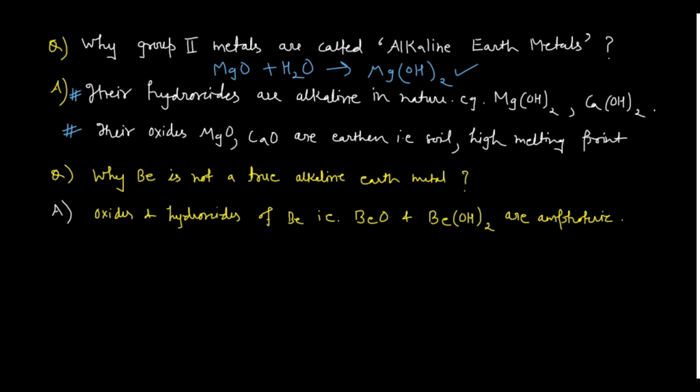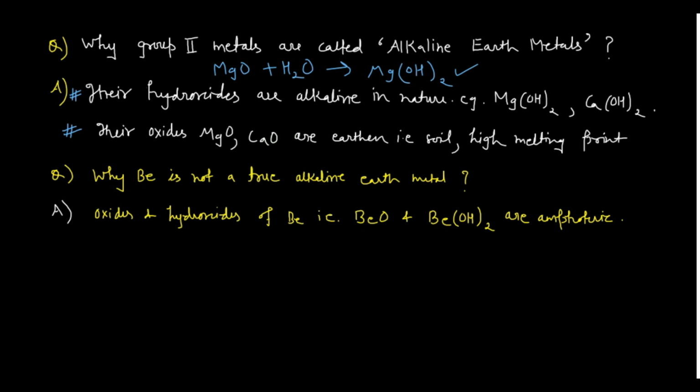So in a true sense, however, it is very rare to find this particular explanation in textbooks; only in certain standard textbooks can you find it. For this reason, beryllium cannot fulfill point number 1. Its hydroxides and oxides are not alkaline but amphoteric, so it is not a true alkaline earth metal. However, it fulfills the second criterion: it is earthen, actually high melting. This is another very important point which you should remember.